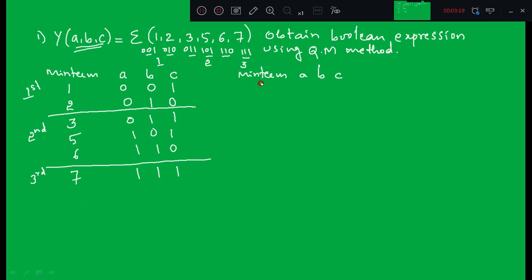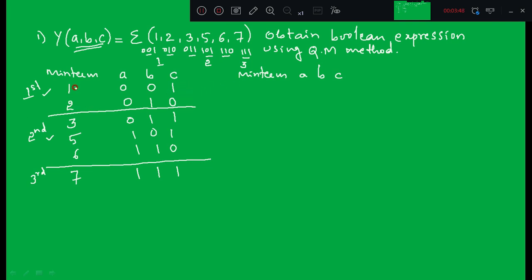Next, we need to compare the minterms in adjacent groups. As we discussed in the steps, the first and second groups can be compared, and the second and third groups can be compared, but I cannot compare 1 and 3. The first group and third group cannot be compared because they are not adjacent to each other. So let us start comparing.